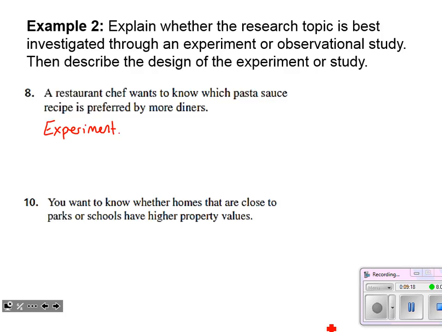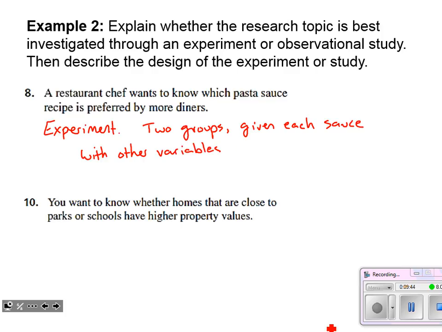And so here's how we would set that up. Two groups randomly chosen, and then they're given each type of sauce with all of the other variables constant. That way, this chef is isolating all of the variables that could possibly change people's preference. The only thing changing is the sauce. He'd be able to collect some good data on which sauce is best then.